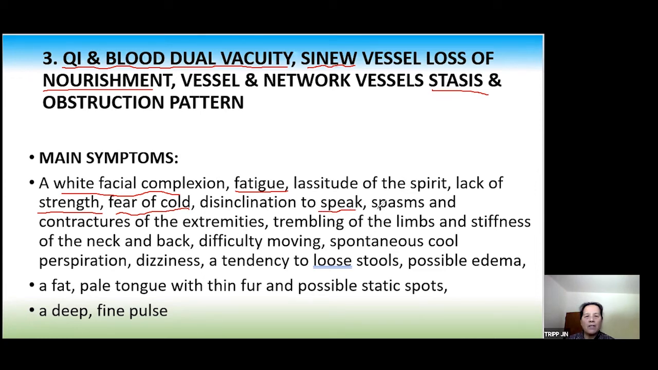Maybe have some muscle spasms, and trembling of the limbs, mainly on the hands, possibly going to the feet. And some stiffness, mainly on the neck and the back, and maybe difficulty moving.